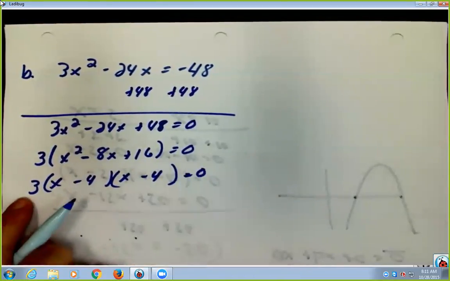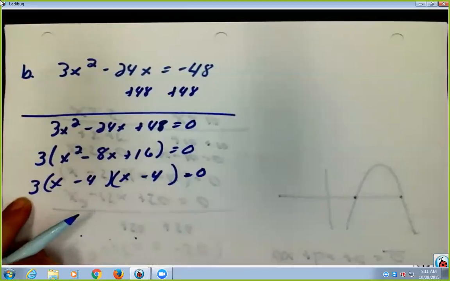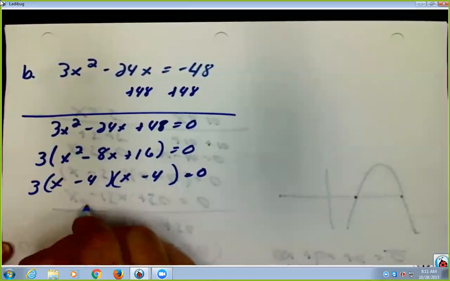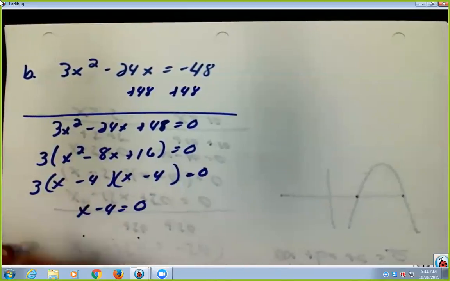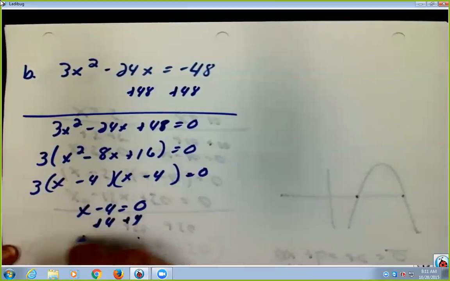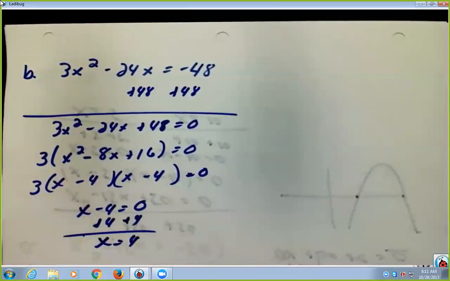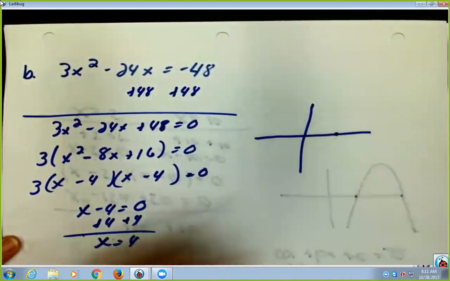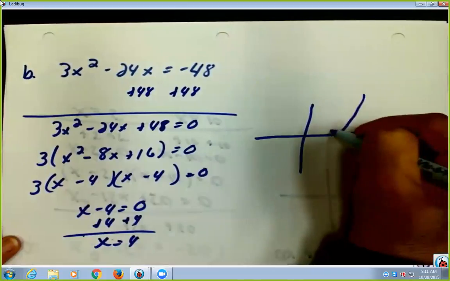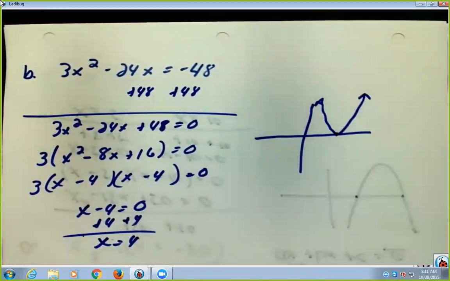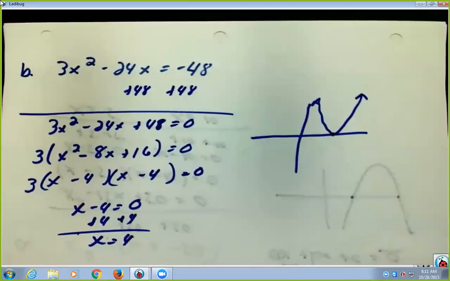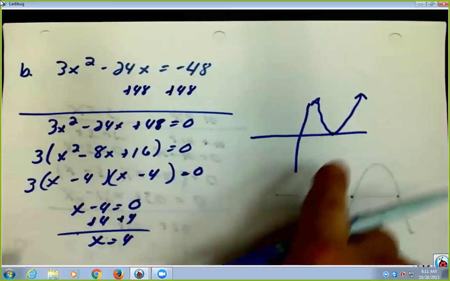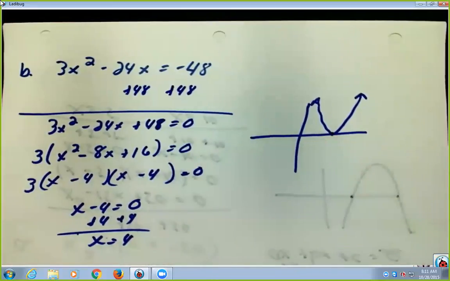And the 3, I don't need to do anything with. All it did was increase the size by 3. So both of these match each other. x minus 4 equals 0, so if I add 4 to both sides, I find out that x equals 4. So my parabola in this case is only touching at 4. It's going up and doing one of these things. It's not touching 2 spaces on the x-axis. It's only touching in 1, so it has 1 specific location.